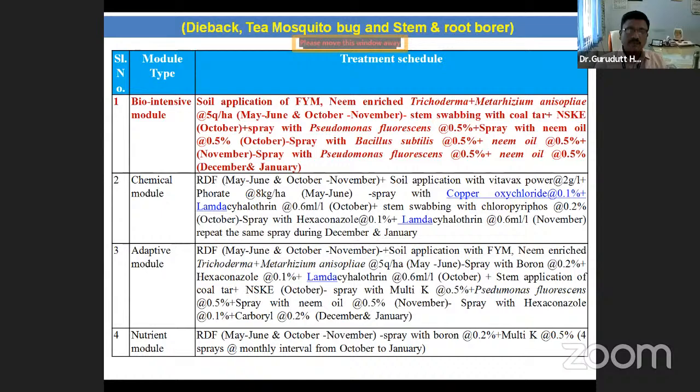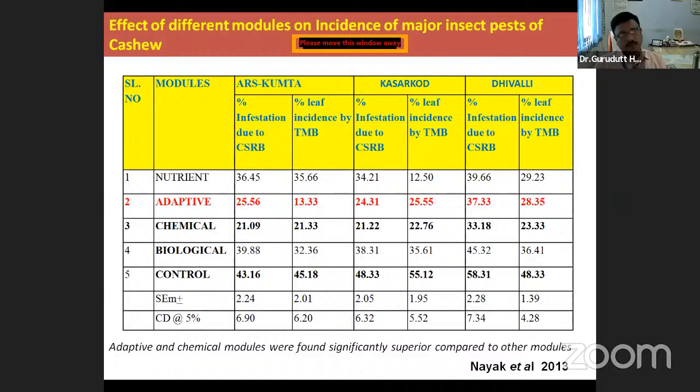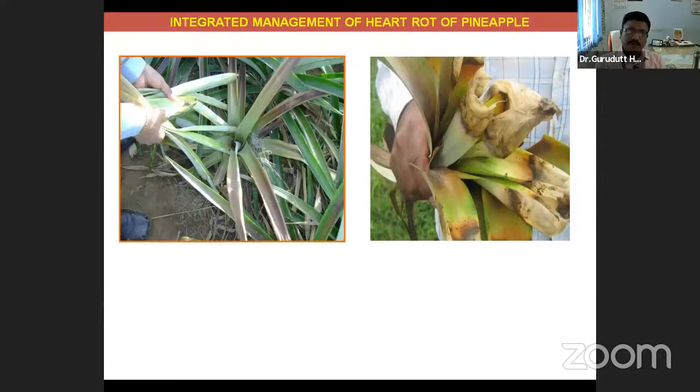So this adaptive module has given very good management as far as dieback and leaf spot disease are concerned, and also the cashew stem and root borer and tea mosquito bug of the cashew. This adaptive model, in various places wherever we have tried, has given very good results. And also the pineapple heart rot is another problem.